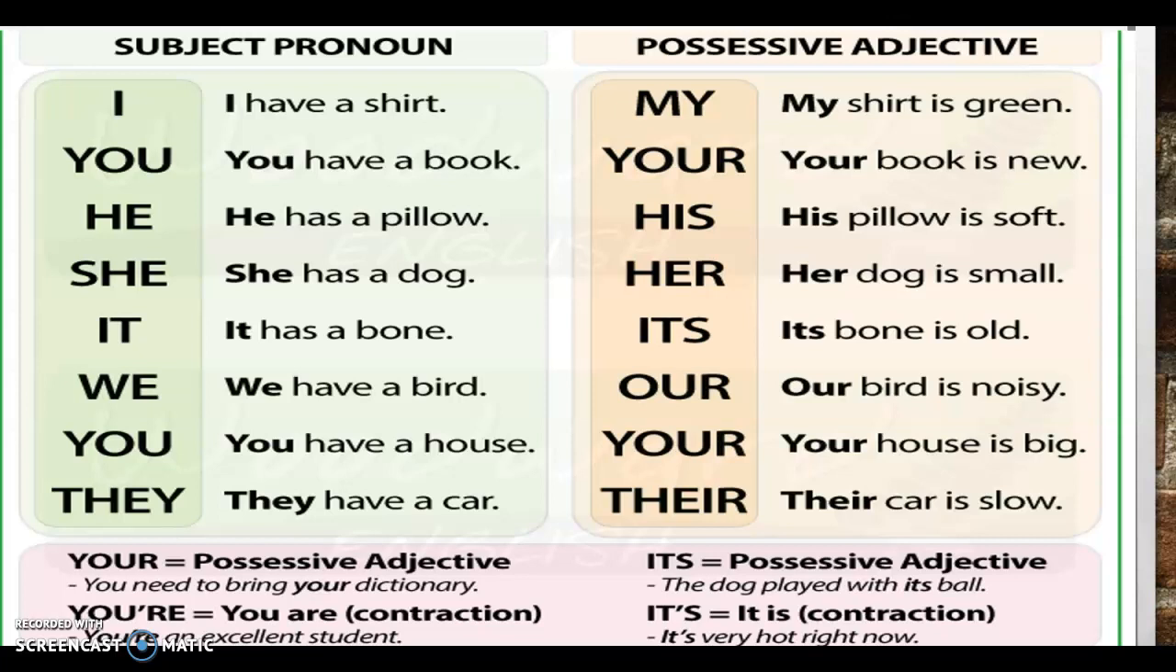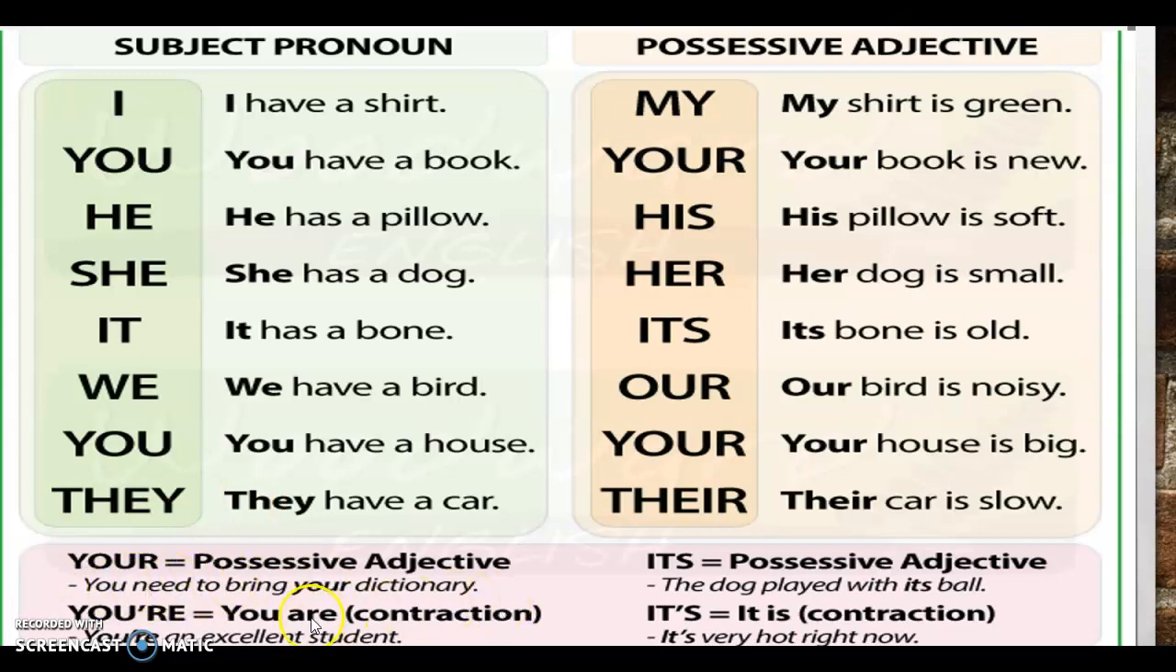We have a bird. Our bird is noisy. You have a house. Your house is big. Possessive adjectives. They have a car. Their car is slow. Okay, so pay attention to possessive adjectives.